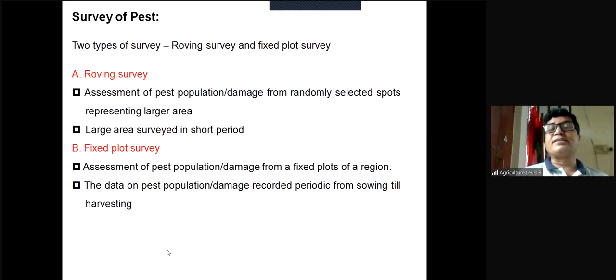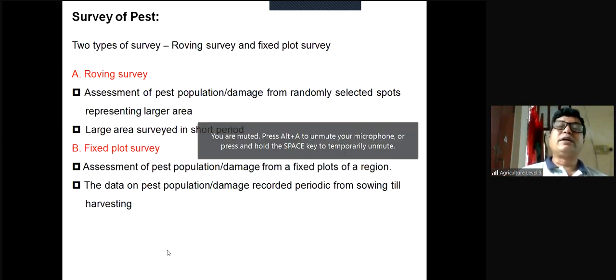A larger area is surveyed in a short period, but how is it possible? For example, if we want to survey fall armyworm from 64 districts, how can we do it? From 64 districts, we can select one spot from each district, but this should be random, not biased, or two spots from each district. Otherwise, it is not possible to cover this large area within a short period. So this is called roving survey.